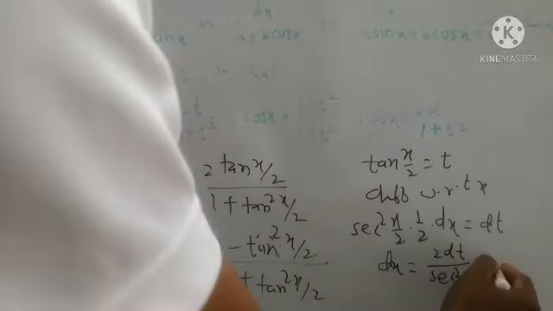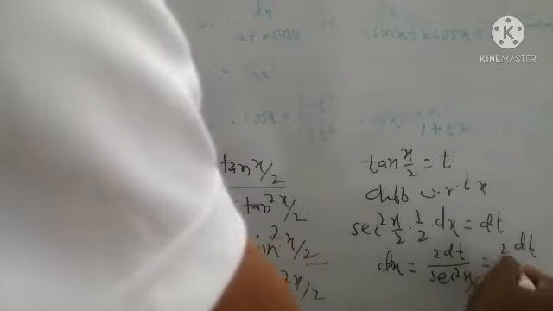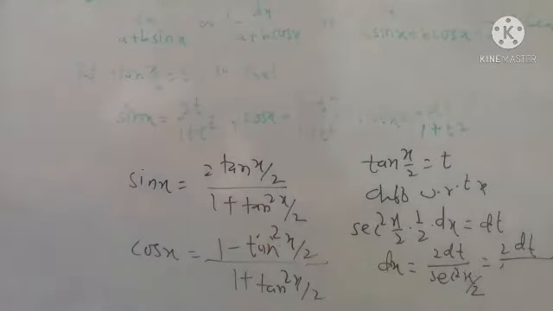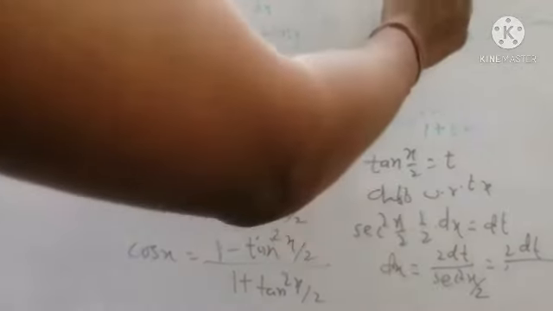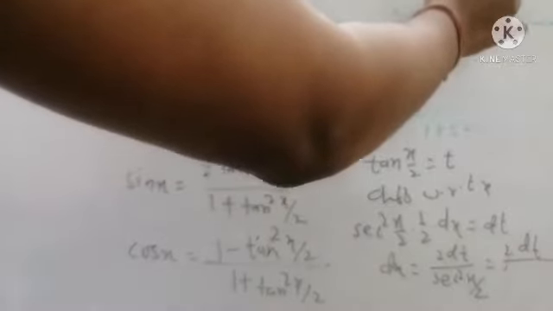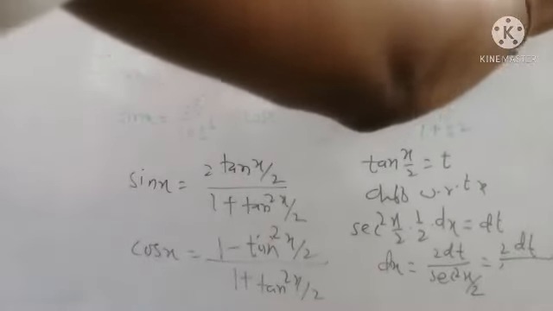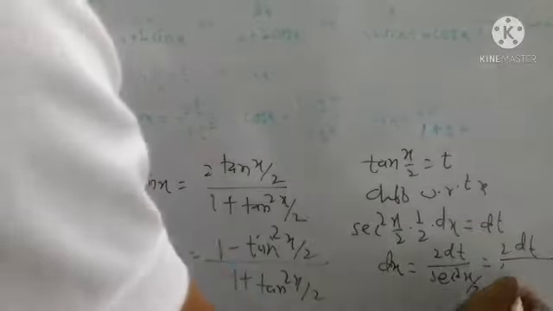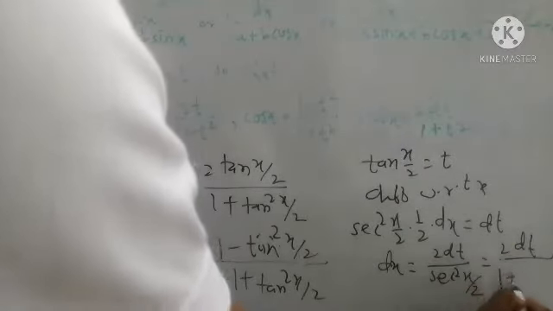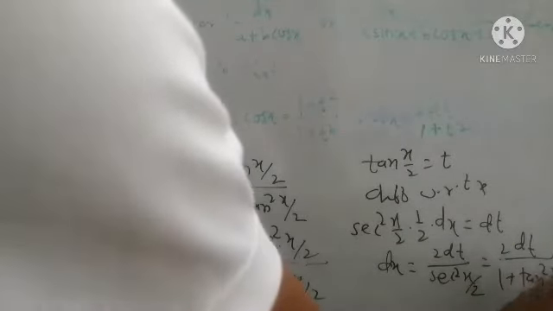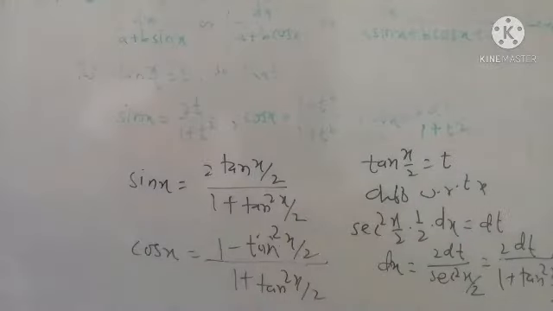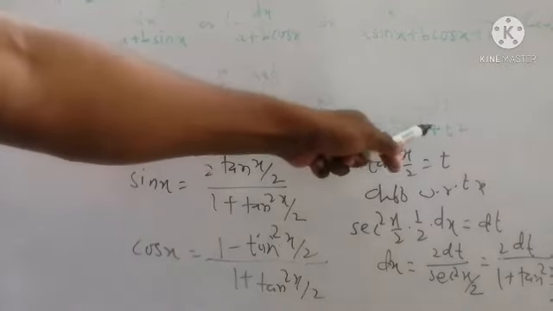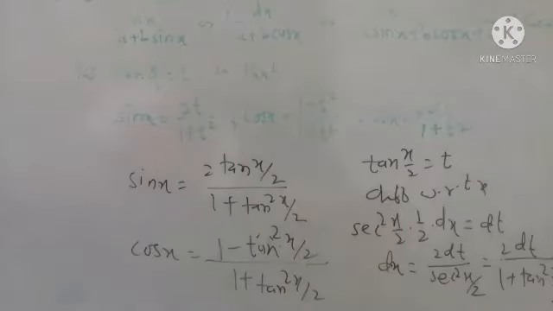Now we know the trigonometric secant identity. We state that sec square theta is equal to 1 plus tan square theta. Similarly here sec square x by 2 will be 1 plus tan square x by 2. Now by putting tan x by 2 equal to t again, we get dx is equal to 2 dt divided by 1 plus t square.